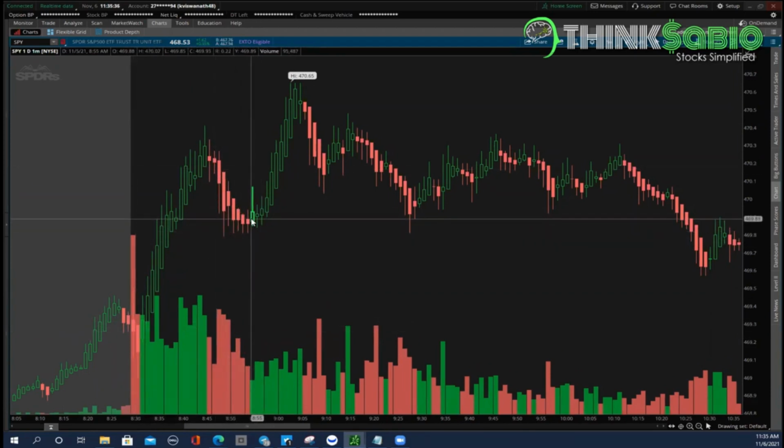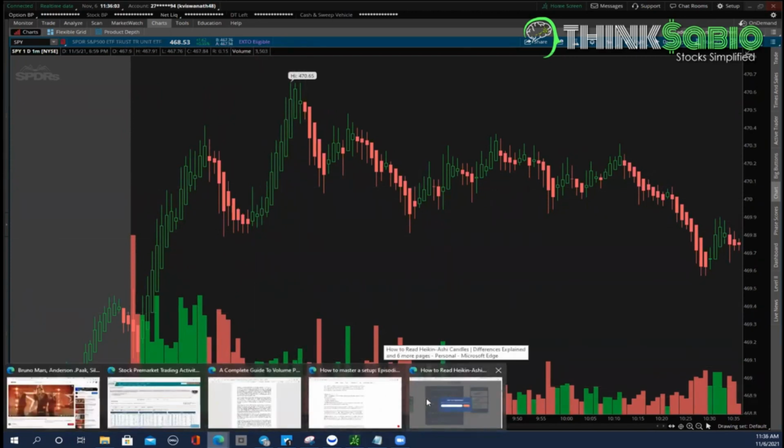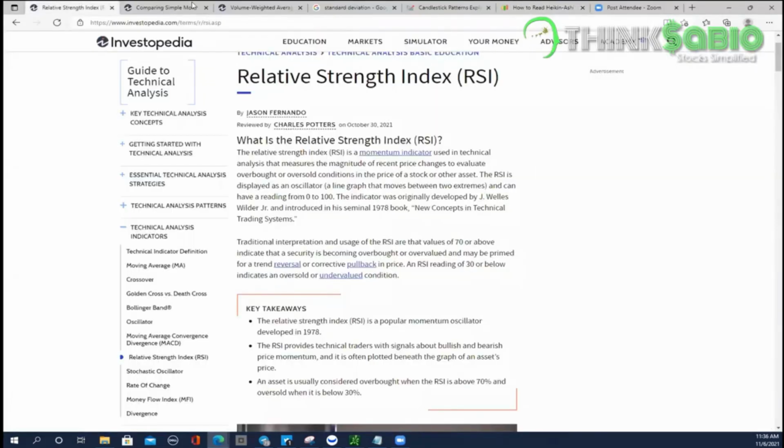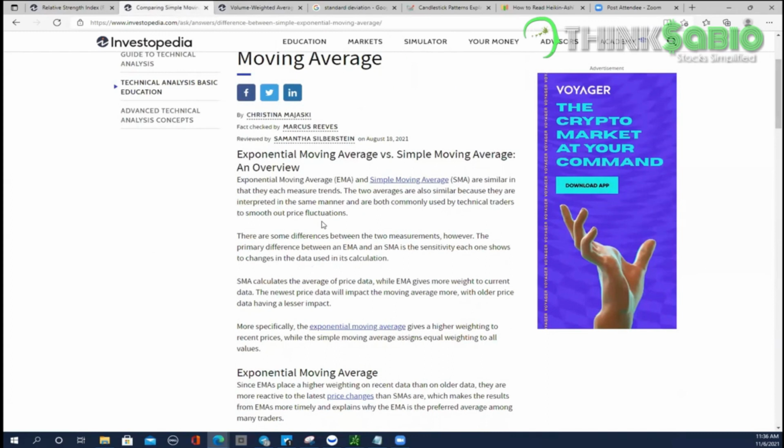If you want to see the average of the last 10 candles, for example, 1, 2, 3, 4, 5, 6, 7, 8, 9, 10, the average price between this candle and this candle is called a moving average. It moves along with the price, but there will be a short delay in the moving average's movement. Now, there are two types of moving averages. One is exponential moving average, and one is simple moving average.